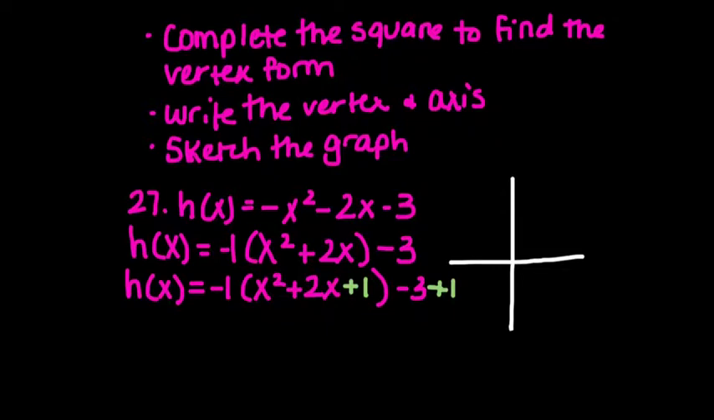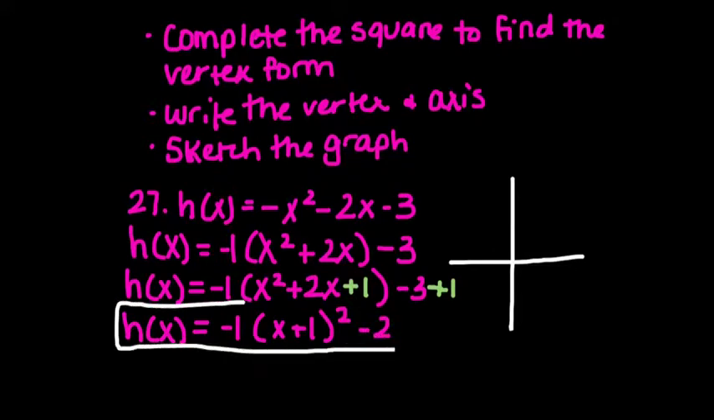This equation is now ready to be written in vertex form. I have h of x equals negative 1 times the quantity x squared plus 2x plus 1 factors into x plus 1, quantity squared, and then minus 3 plus 1 is minus 2. This is vertex form. So this is my original equation written in vertex form.